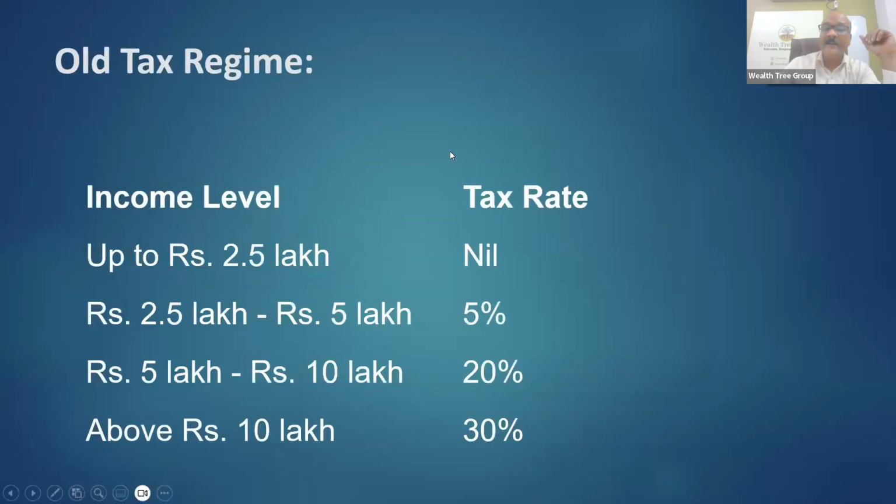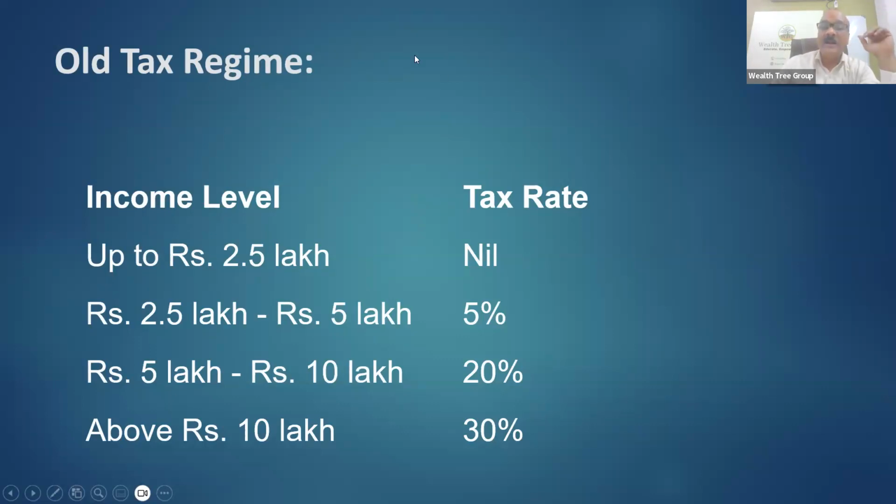So let us get into, first of all, the old tax regime. In the old tax regime, that means till before our budget, up to 2.5 lakhs of income there is no tax levied. And 2.5 to 5 lakhs, it is 5%. And then 5 lakhs to 10 lakhs is 20%. And above 10 lakhs, it is 30%. This is of the old regime. And in this, all deductions are allowed.